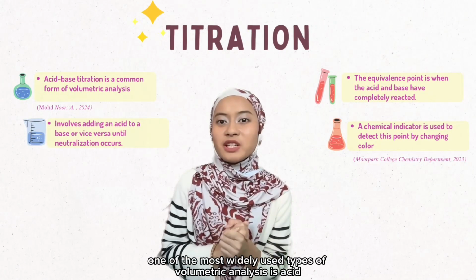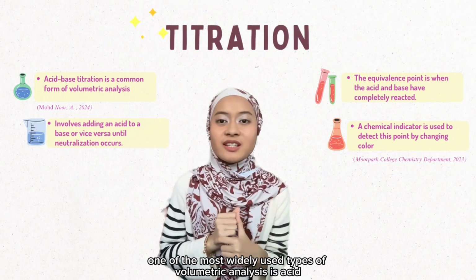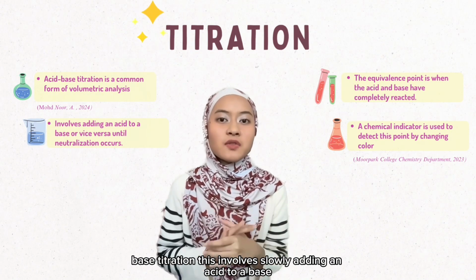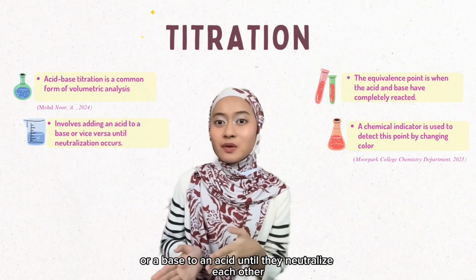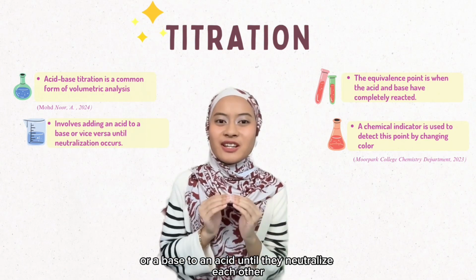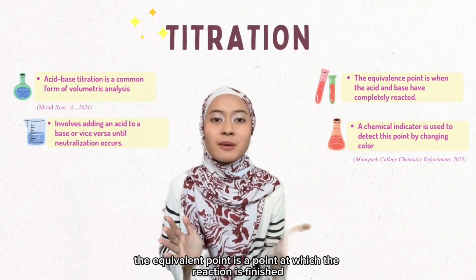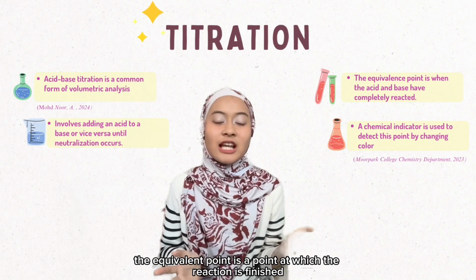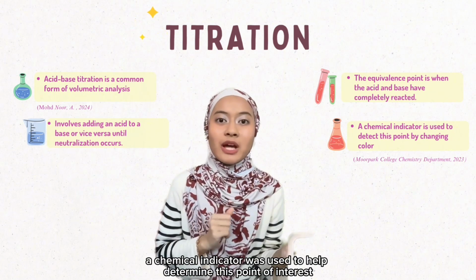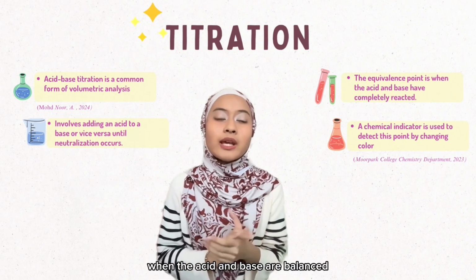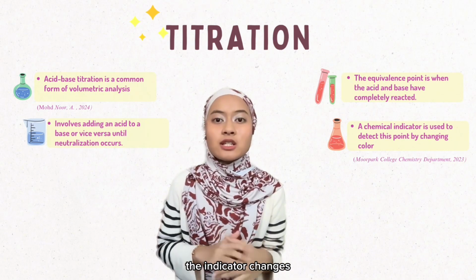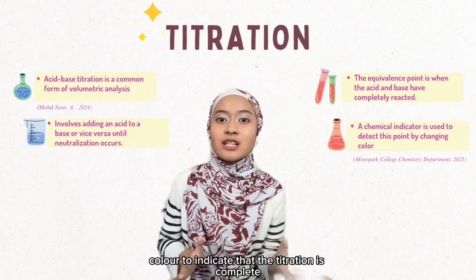One of the most widely used types of volumetric analysis is acid-base titration. This involves slowly adding an acid to a base or a base to an acid until they neutralize each other. The equivalence point is a point at which the reaction is finished. Thus, a chemical indicator is used to help determine this point of interest. When the acid and base are balanced, the indicator changes color to indicate that the titration is complete.